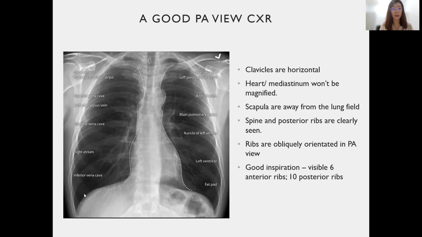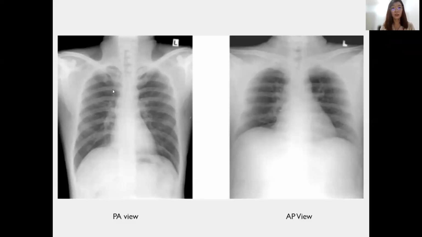And then good inspiration, like how we interpreted just now: the midpoint of the hemidiaphragm should be between the 5th and 7th anterior ribs, or the 6th to 10th posterior ribs. So these are the differences between PA view and AP view X-ray. You can see on the AP view X-ray, the heart is always magnified. So if we want to assess the cardiothoracic ratio, we might not be so accurate on AP view.